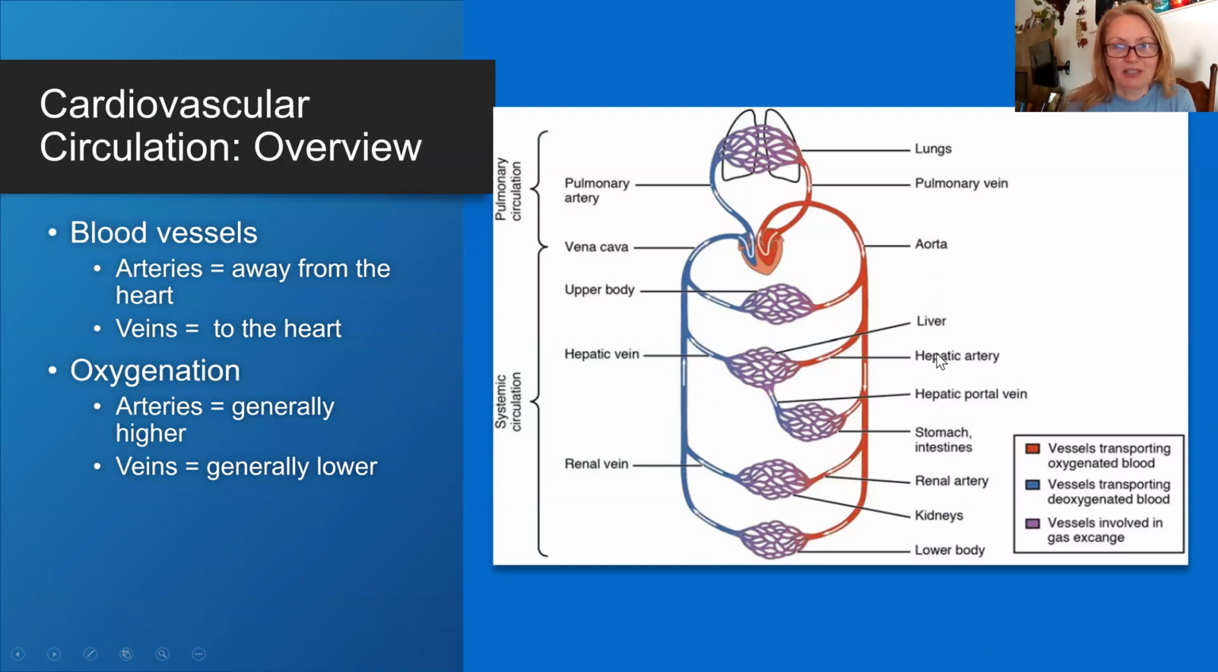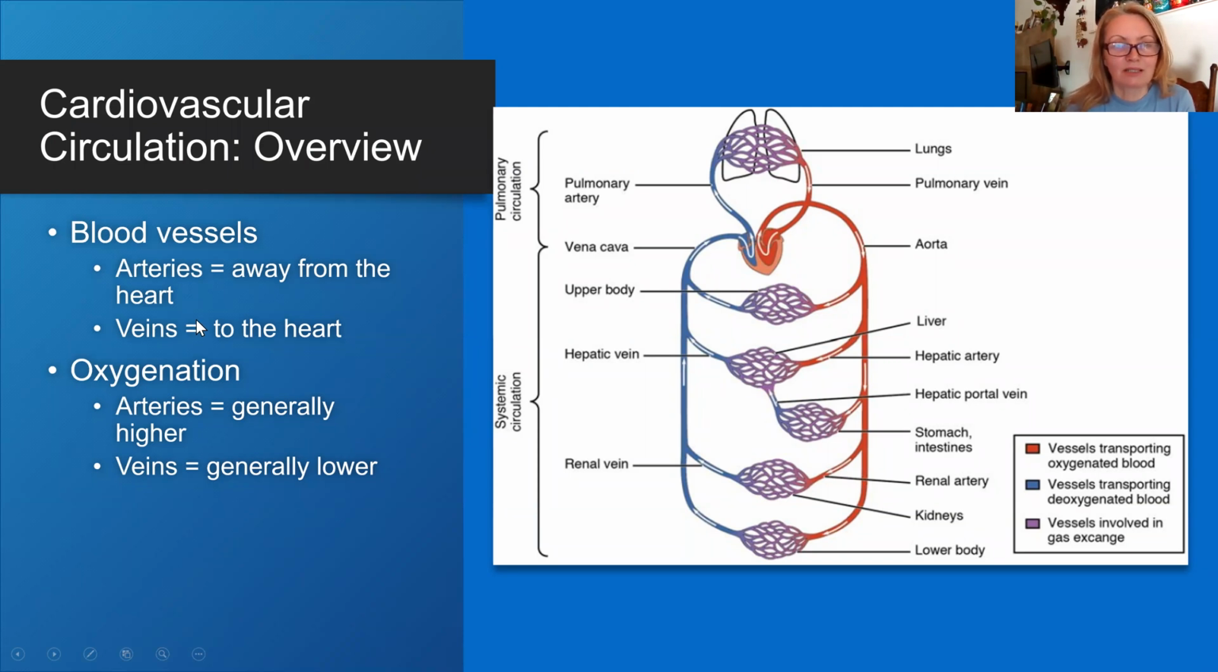So first, let's talk about blood vessels. What is the difference between arteries and veins? Arteries, by definition, are blood vessels that carry blood away from the heart, and veins carry blood back to the heart.